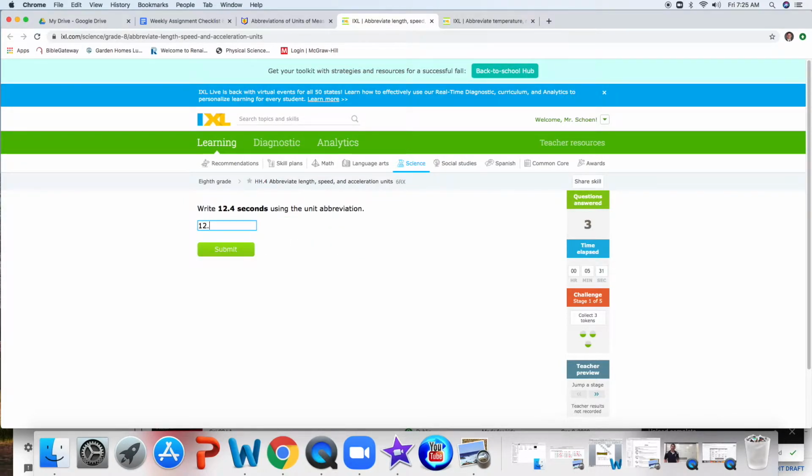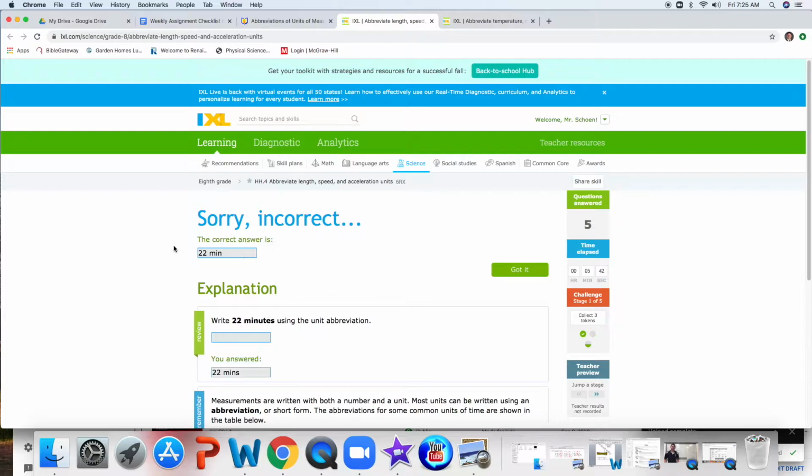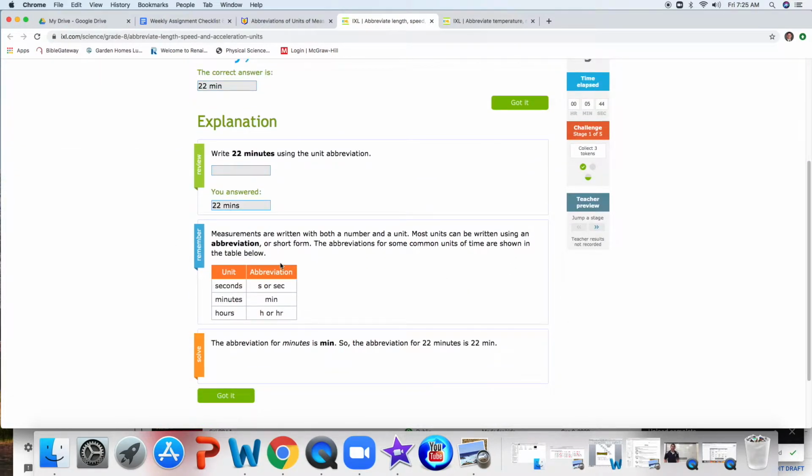Seconds again, 12.4. S. 22, Mr. Shane's favorite number, min. Now what if I typed in mins and I misspelled something? Oh, it's going to say, sorry, you got that incorrect. The appropriate label is minutes, or unit abbreviation for seconds is S or SEC. Minutes is MIN, hours is H or HR.